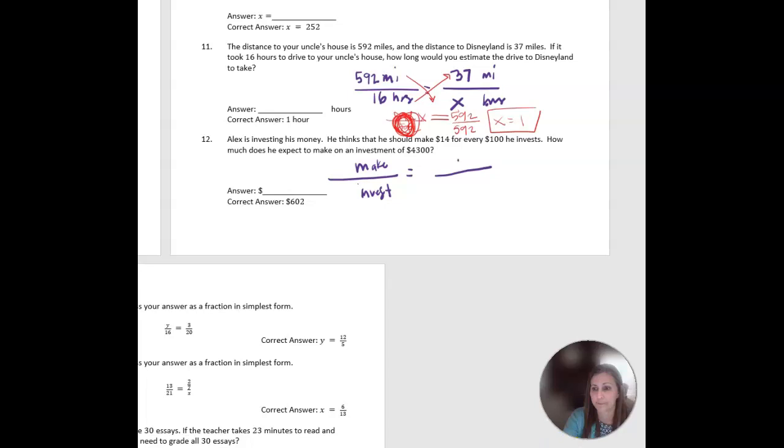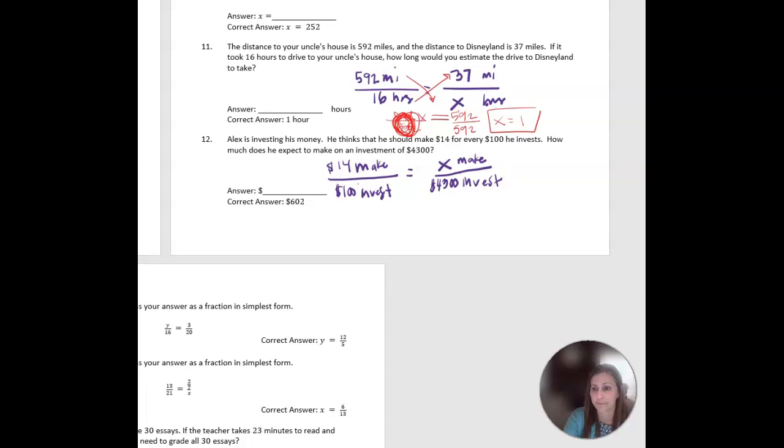Whatever you put on the top has to go on the top on both sides, and whatever you put on the bottom has to go on the bottom. So our numerator has to match: make and make, invest and invest. He thinks he should make $14 for every $100 that he invests. How much does he expect to make? We don't know how much he's going to make, so we put an X, if he's going to invest $4,300. This is how you set up your proportion.